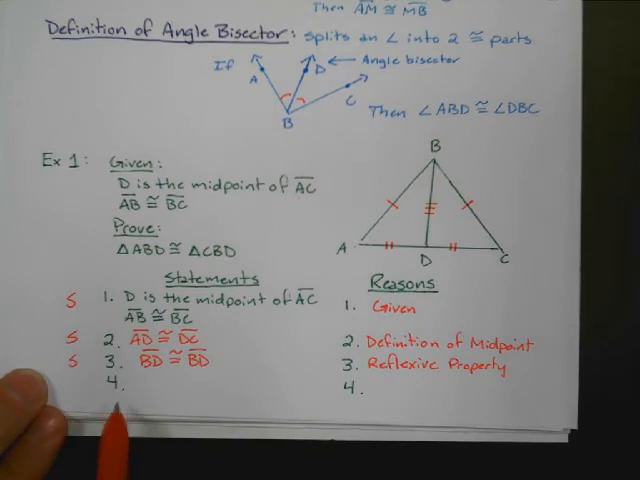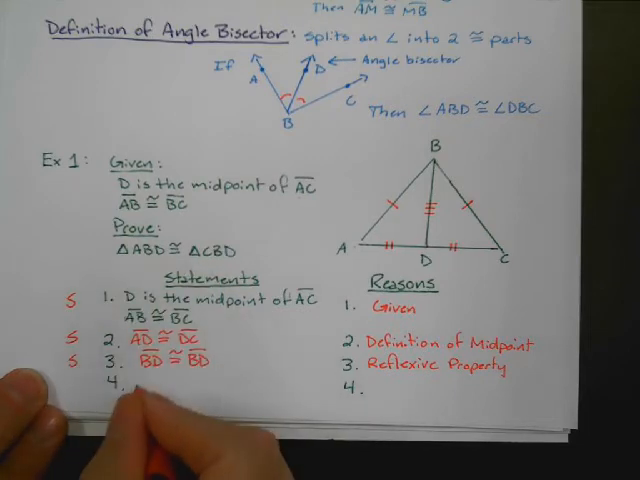All right, and step 4, now I have proven side, side, side, that all three sides are congruent. That is enough information to say the two triangles are congruent.